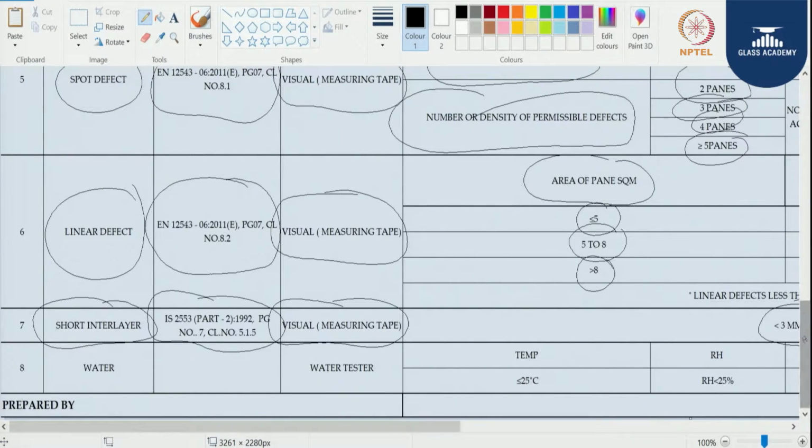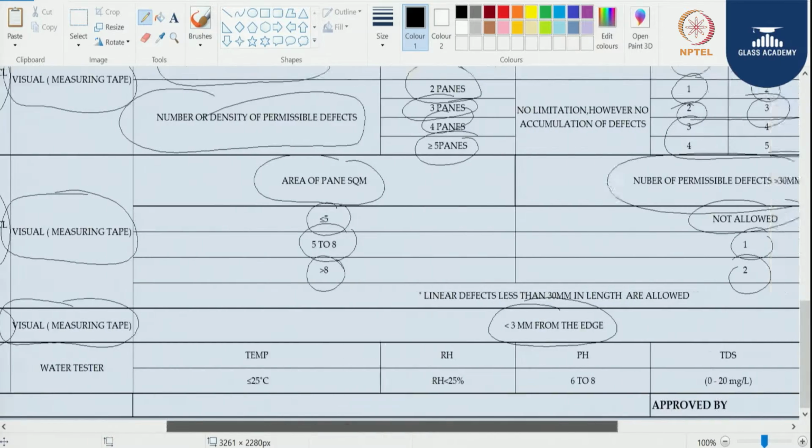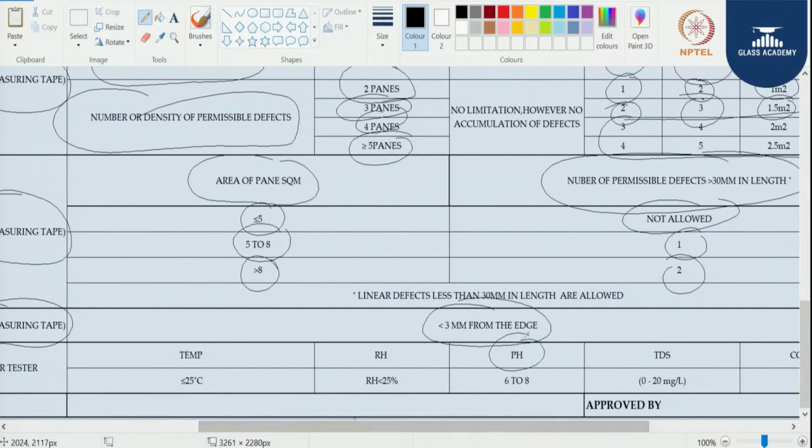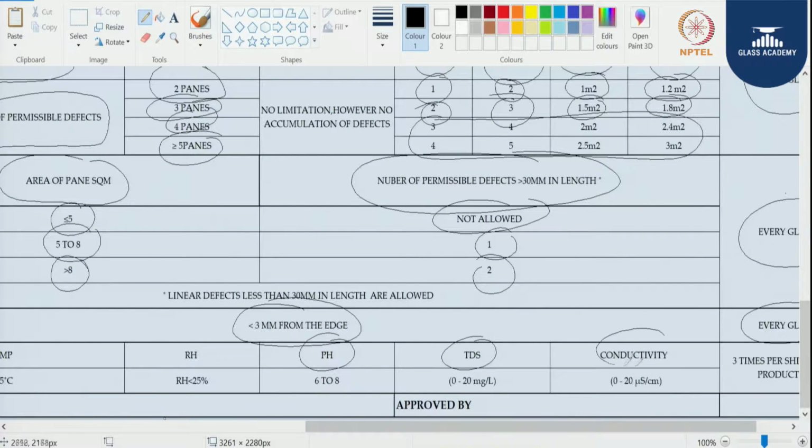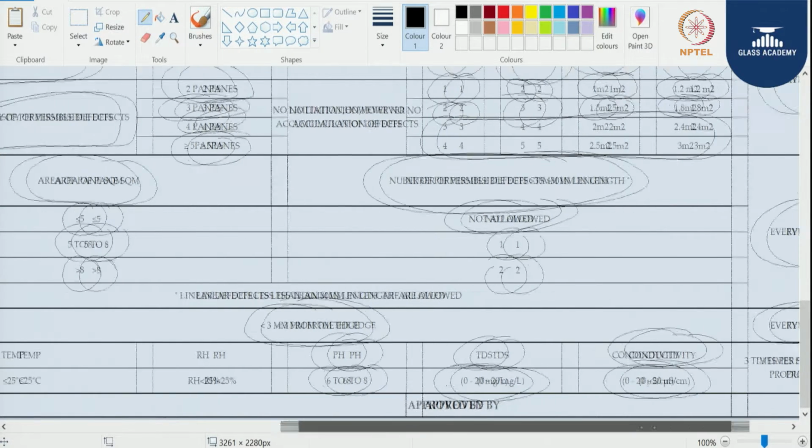Along with all these parameters, here we need to focus on water quality also, in order to maintain good adhesion between the glass and the PVB. So water parameters like pH, TDS and conductivity have to be taken care of. pH should be 6 to 8, TDS should be 0 to 20 milligram per liter, and conductivity shall be 0 to 20 microsiemens per centimeter.